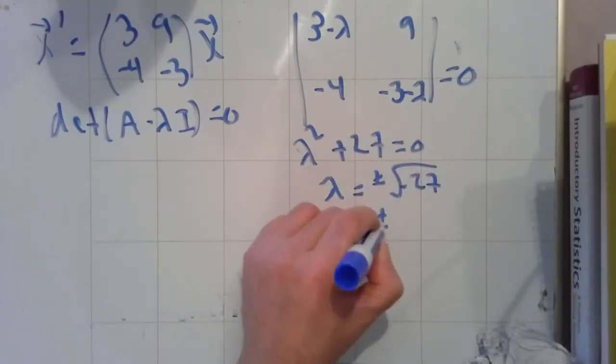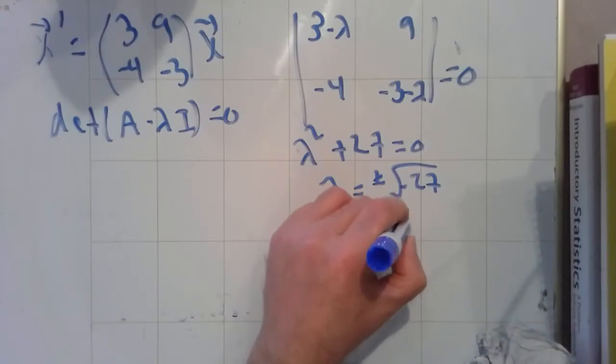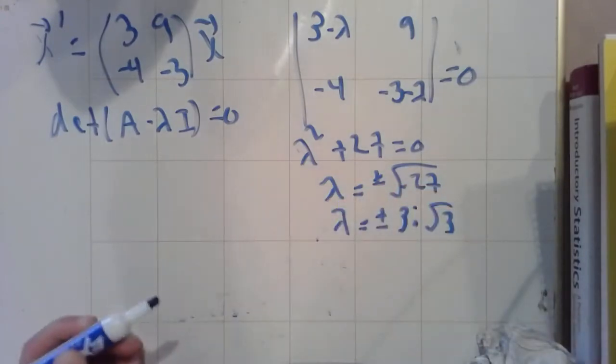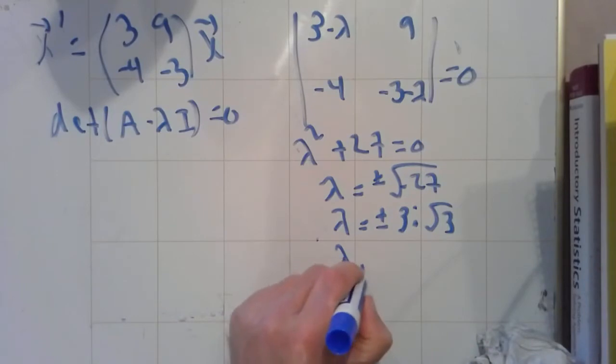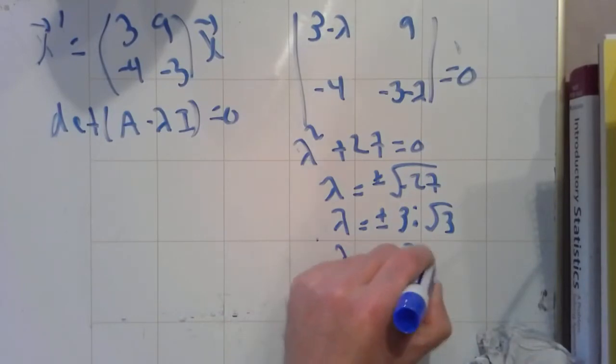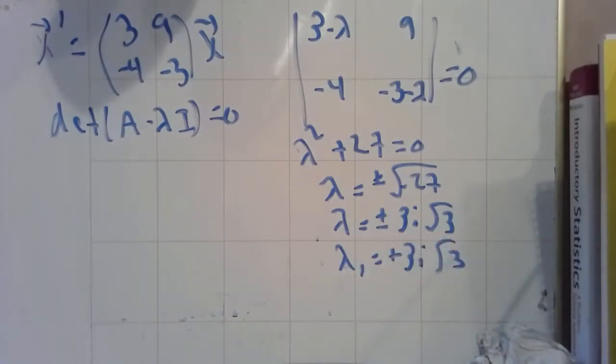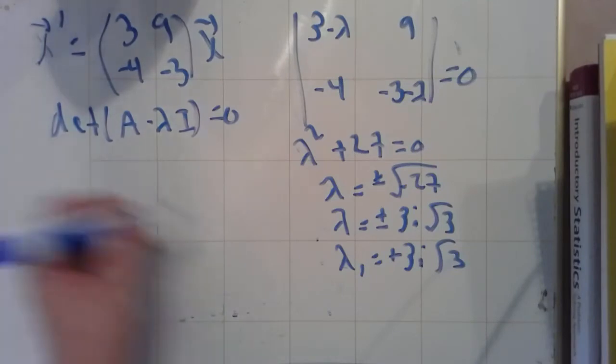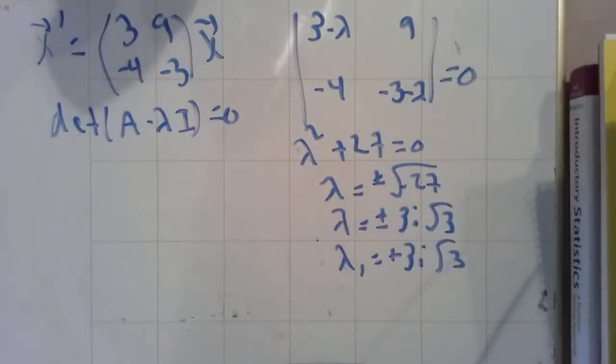So lambda is plus or minus 3i root 3. I'm going to take the top one, lambda 1 is plus 3i root 3, and use that one. Could have used the other one, but we'll use this one. Now we need to find our eigenvector. We're going to leave it complex for now. We'll use Euler's formula in a minute to realize everything and make everything real.